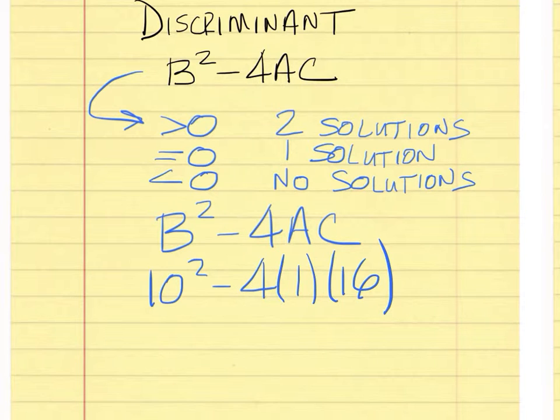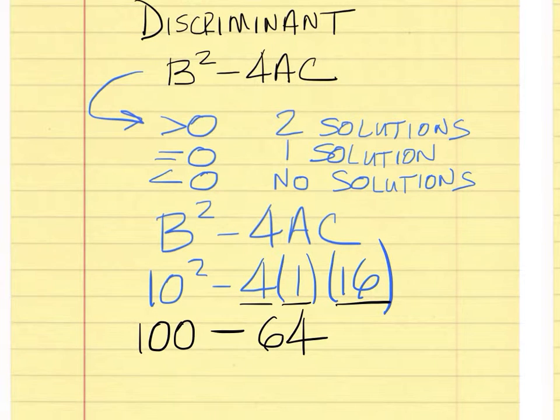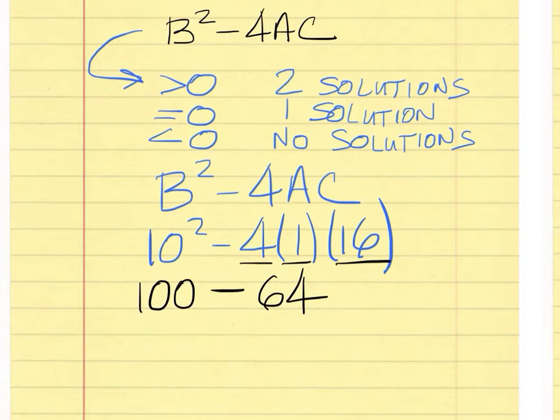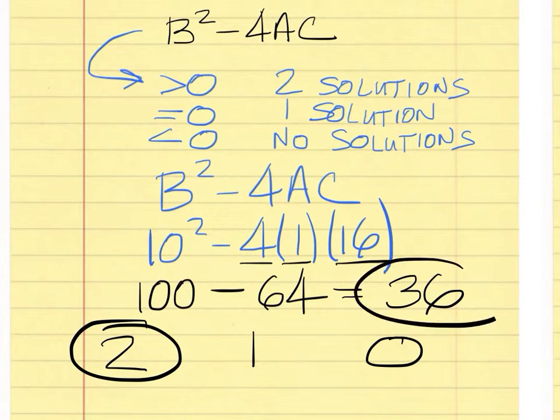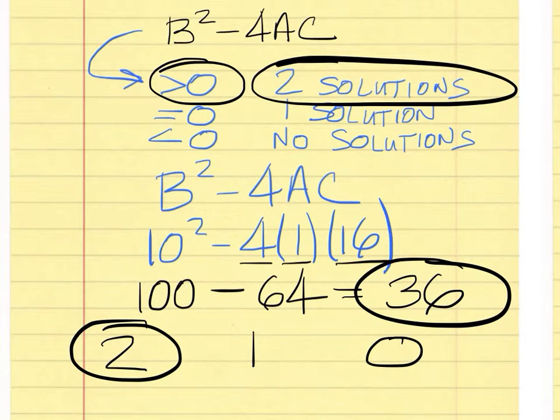10 squared is 100. 4 times 1 times 16 is 64. 100 minus 64 is 36. Does this equation have 2, 1, or no solutions? It has 2 because the discriminant solution 36 is greater than 0. So we have two solutions.